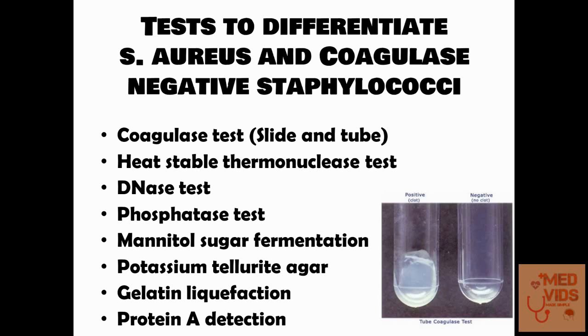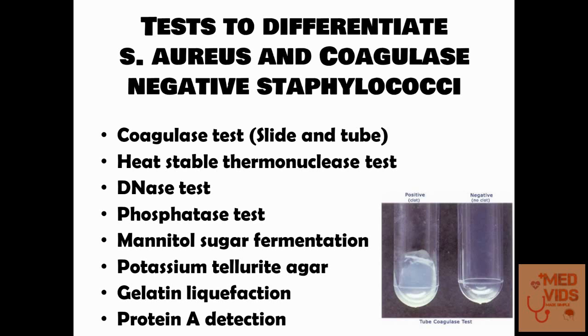DNase test. There is an agar known as DNA agar on which Staphylococcus aureus will produce clear halo surrounding the colonies. This is because of their ability to digest DNA. Okay. Phosphatase test. I'll describe about phosphatase test in a bit detail in the upcoming slides. Mannitol sugar fermentation test. Staphylococcus aureus has the capacity to ferment mannitol sugar.